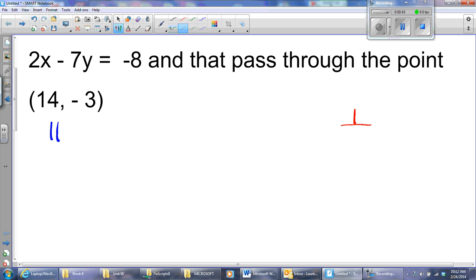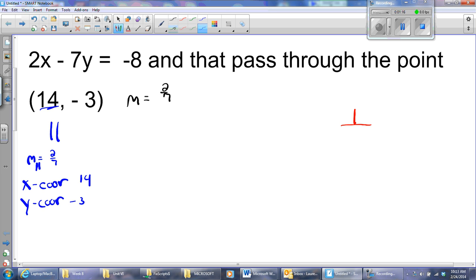All right, so the first thing I need is the slope of my original equation. What would be the negative of a over b? That would be 2/7, right? So now I need the parallel slope. Well, the slope of the line parallel will be 2/7. Then I need the x-coordinate, and I need the y-coordinate. The x-coordinate is 14. I got that right from the point. The y-coordinate is negative 3.